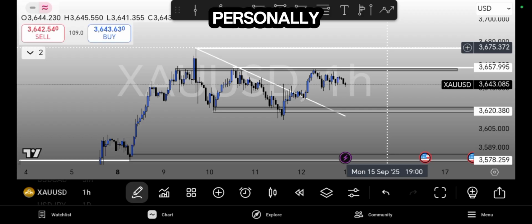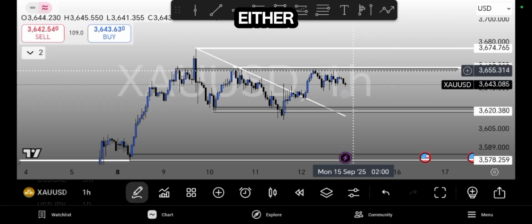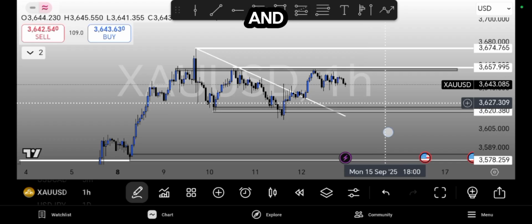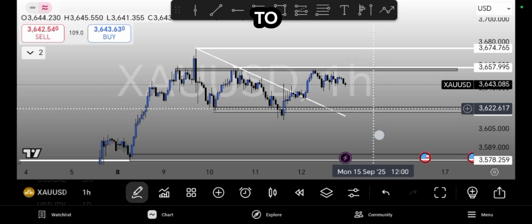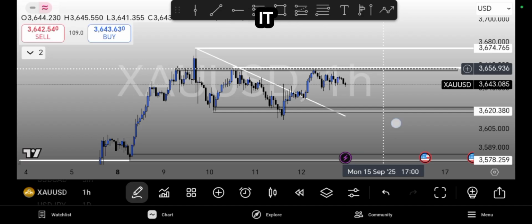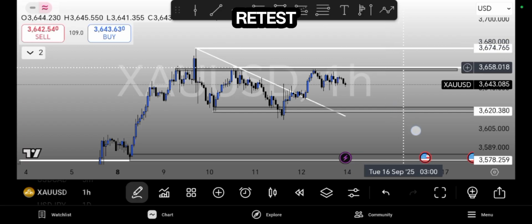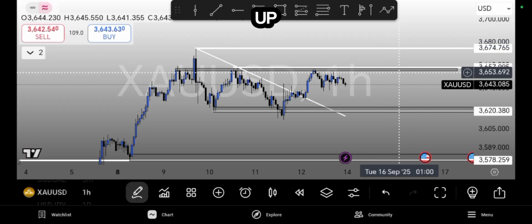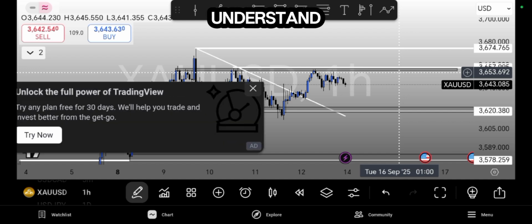What I personally am looking for is the market to come back here to retest, and I'll be looking for a confirmation to go straight up to this particular resistance. And if it breaks above, I'll wait for a retest, take a trade again, and go straight up. I don't know if people understand what I'm saying.